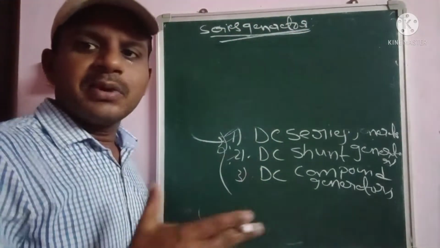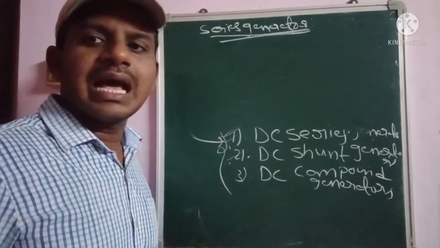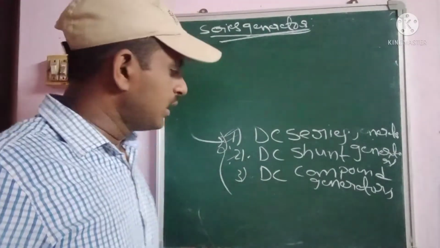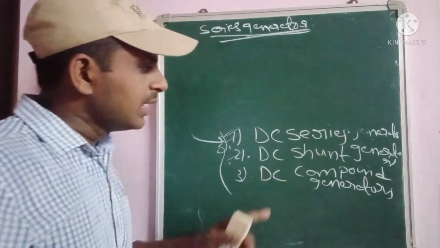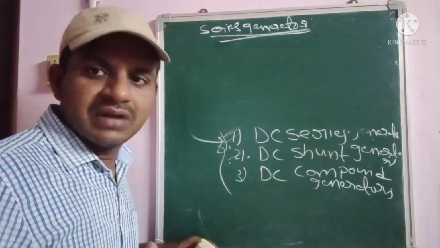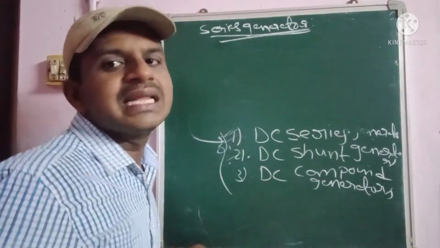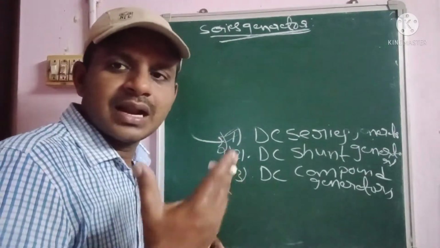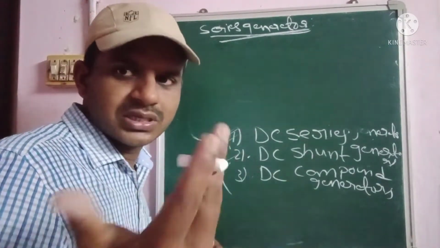Here the armature winding is in series with the field winding. A DC series generator means the field winding is connected in series with the armature. Already know that.